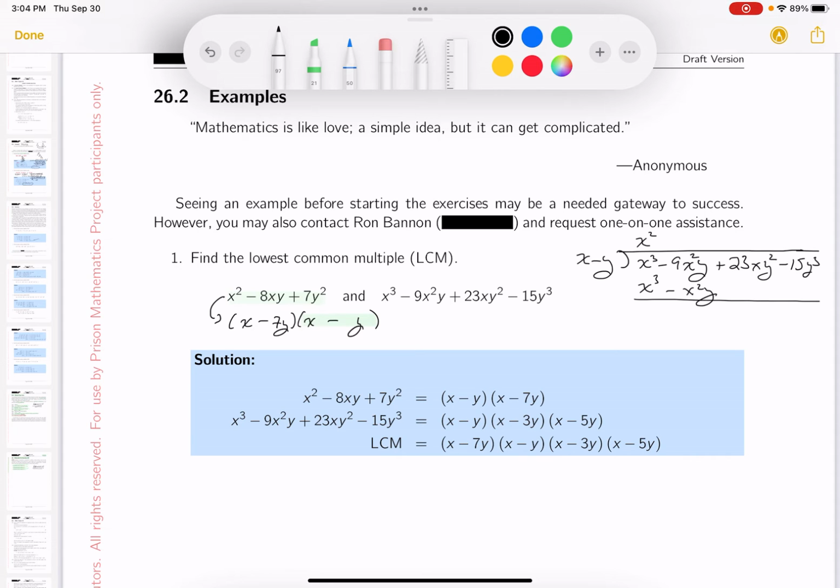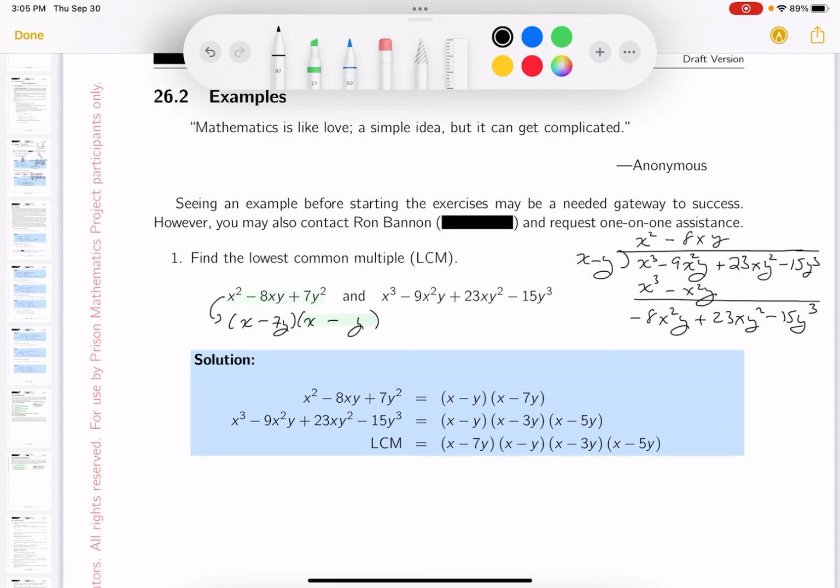I'm going to subtract. And what do you get? You get minus 8x squared y. I'm going to jot the places down now. 23xy squared minus 15y cubed. We're going to repeat. Well, what times x would give you minus 8x squared y? That would be minus 8xy.